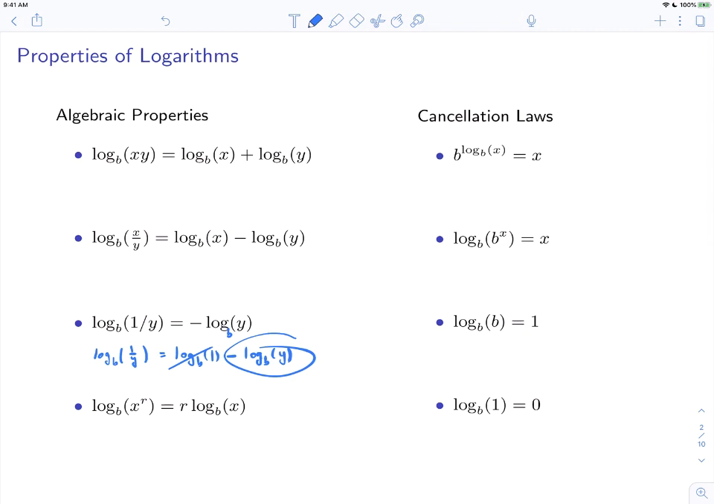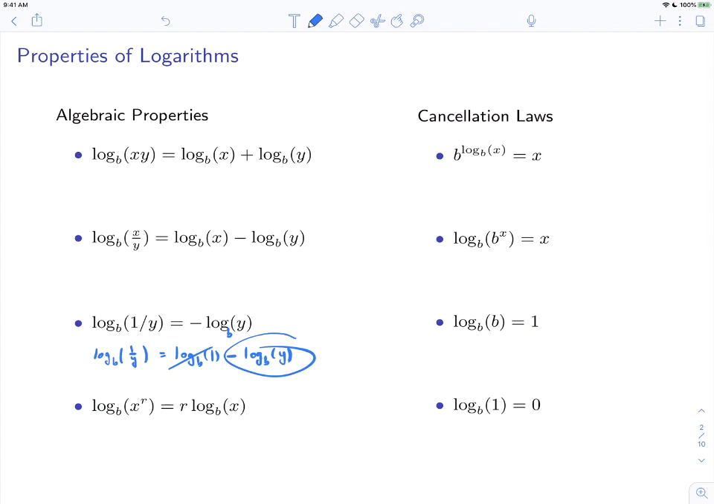The next property is log base b of x to the r is equal to r times log base b of x. So this property of logarithms tells us that we can take the exponent out of the exponent and put it in front of the logarithm. This is a very useful property when you want to solve an expression or an equation for a variable which is in an exponent. If you want to get it out of the exponent, you want to use a logarithm.